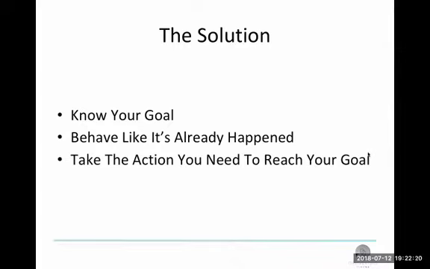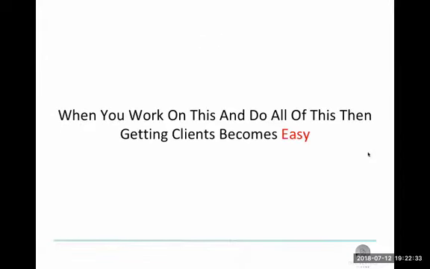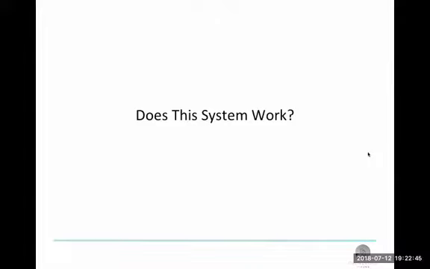If you're taking action, that's great, but are you taking enough action? And is it the right type of action? So those are the 3 things that you need to set yourself on the right path to achieving what you want. Okay, so when you work on this, getting clients actually becomes really easy, because when somebody wants 10, 50, or even 100 clients, then it becomes easy when you take this system that I'm going to show you and implement it. So does this system work?